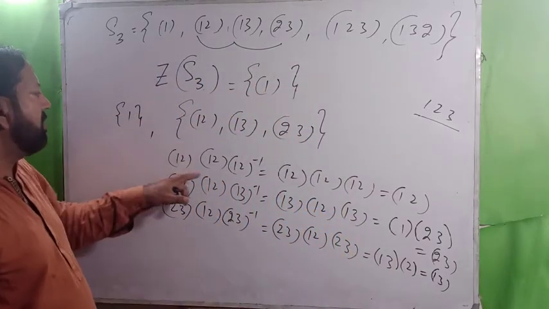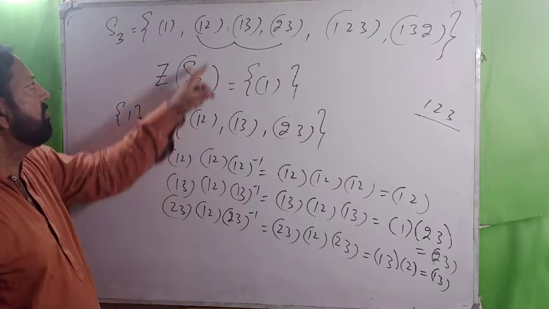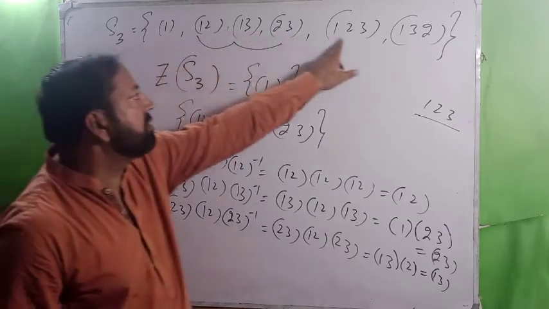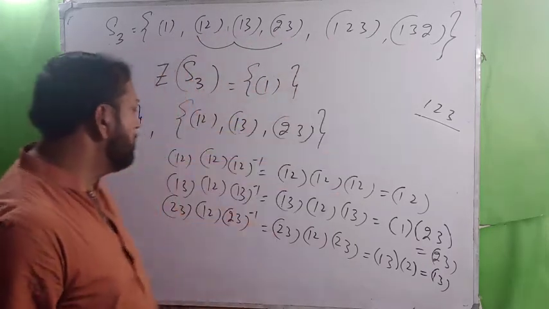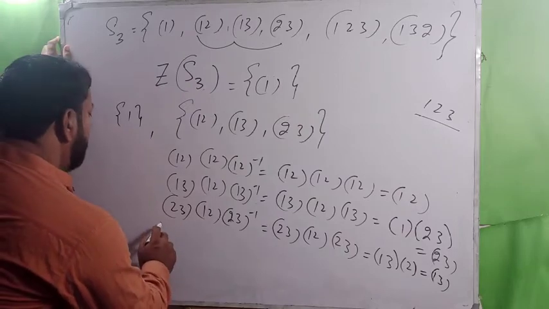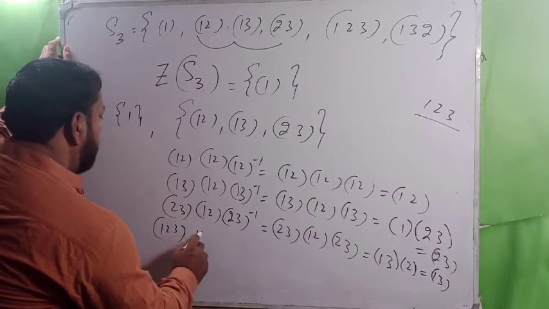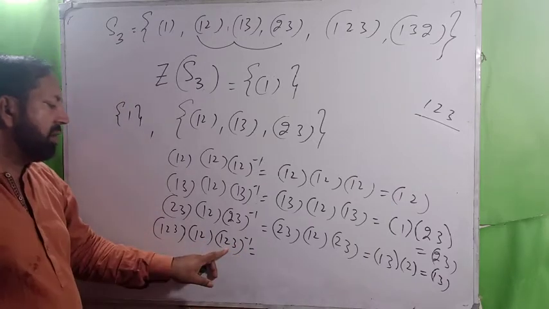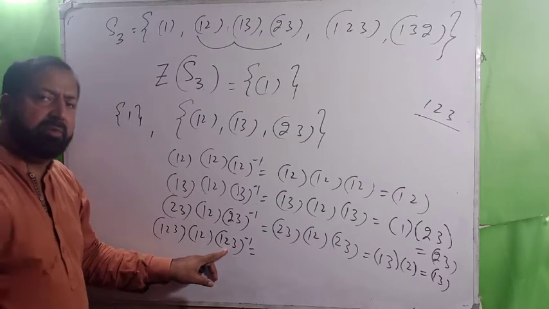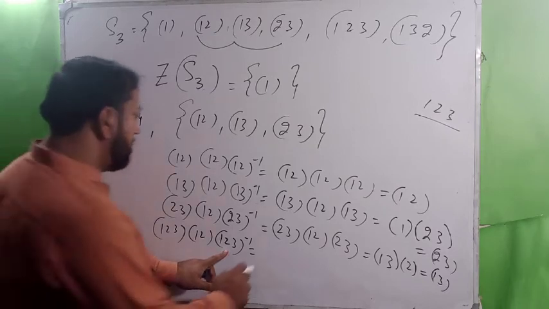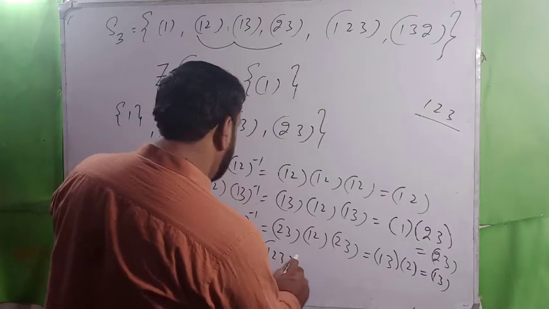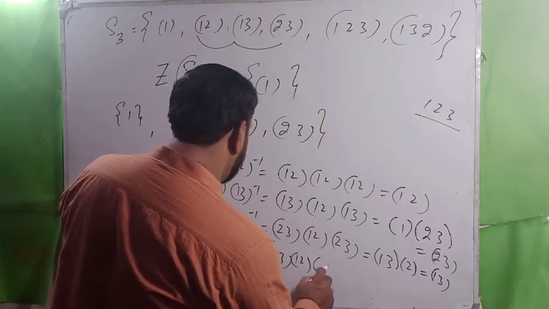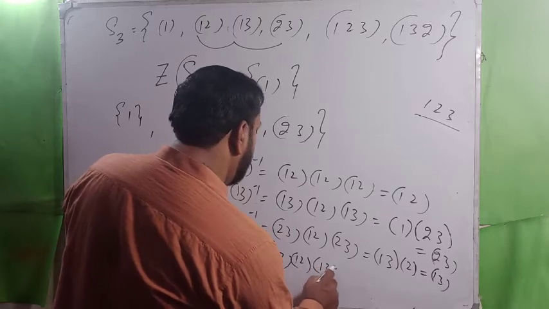Then of course you have to multiply this (1 2) with the help of this one as well. So what is (1 2 3)(1 2)(1 2 3) inverse? You know that you can find its inverse: you can replace domain and range to get its inverse. This is equal to (1 2 3), and (1 2), and this is (1 3 2).